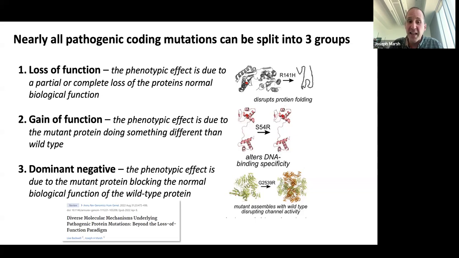But there's also gain-of-function mutations. So the disease is caused by the mutant protein doing something differently than the wild type. So it could be gaining binding to a new protein. It could be increasing catalytic activity. Sometimes it's changing DNA binding specificity, for example. There's loads of different ways that gain of function can happen.